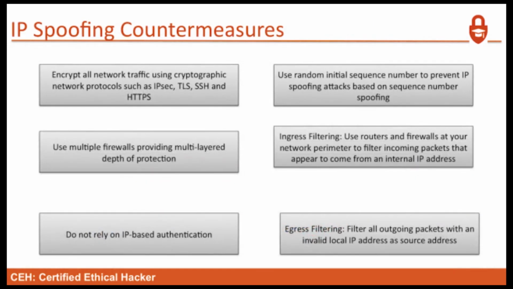And then here are some countermeasures. Encrypt all network traffic using cryptographic network protocols such as IPsec, TLS, SSH, and HTTPS. Notice nowhere in here do you see SSL anymore. They finally updated the slides. We want to use multiple firewalls providing multi-layered depths of protection. Do not rely on IP-based authentication. Use random initial sequence numbers. Remember, we talked about that. Almost everything does this automatically anyway today. This is to prevent IP spoofing attacks based on sequence number spoofing.